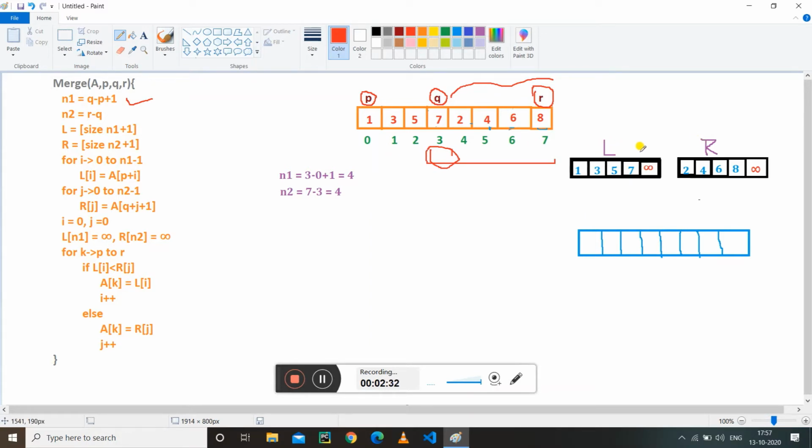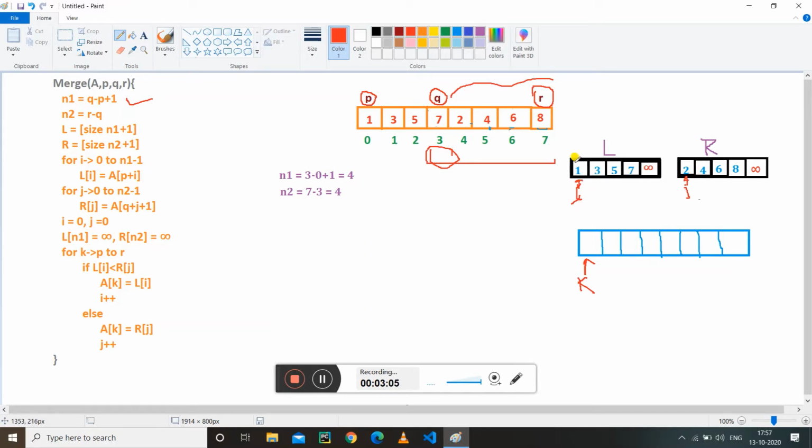Now when we make our two arrays, we first assign two values, I and J, and for this array we assign another pointer K, all initially pointing to the 0th index of the respective arrays, okay? Now we check L of I or R of J, which is smaller.